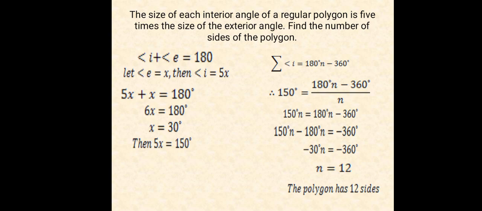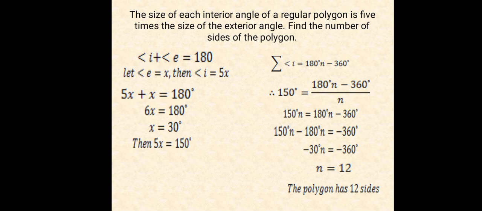This is because we have been told that the interior angle of a regular polygon is 5 times the exterior. So if the exterior is x, automatically the interior becomes 5x to make it 5 times bigger than the exterior. Now, since we know if you add one interior angle plus one exterior angle, you get 180, we have 5x plus x is equal to 180. So we solve for x and we get x is 30.